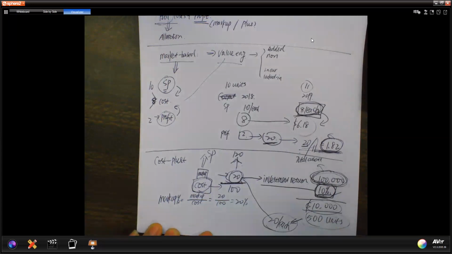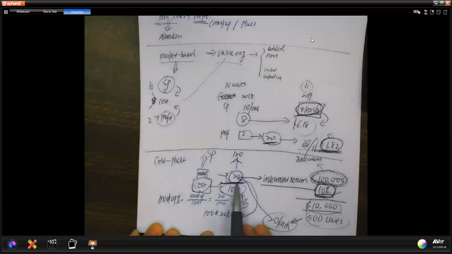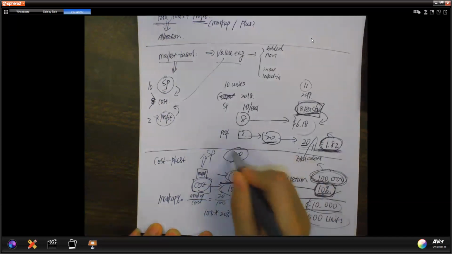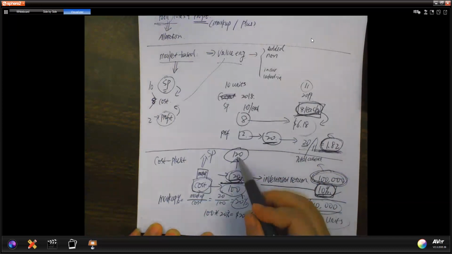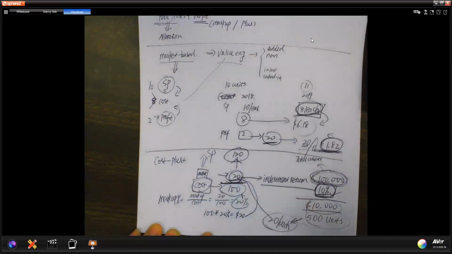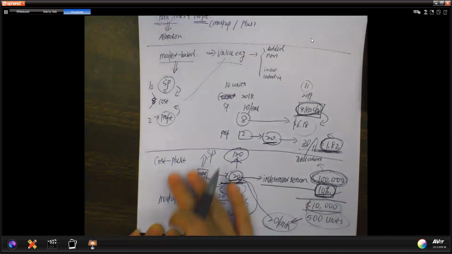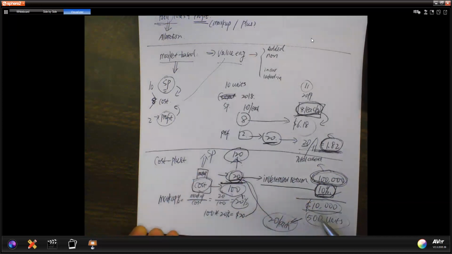If they also say the cost is 100 and the markup is 20%, then you should use 100 times 20% to get your $20 markup dollar amount for each one. Or they tell you the selling price is 120 and the markup is $20. What is the cost? Then you should be able to get the cost is 120 minus $20, which gives you $100. That is the calculation in the cost plus approach.